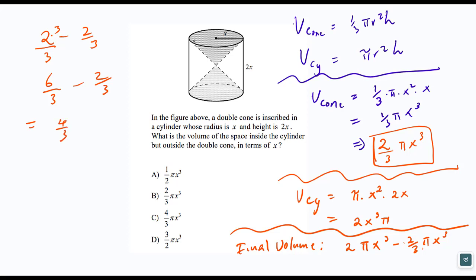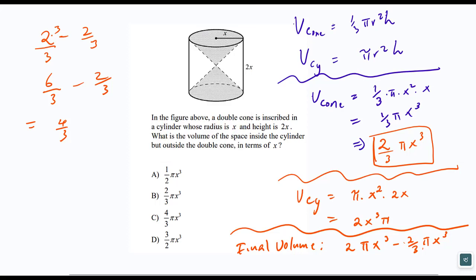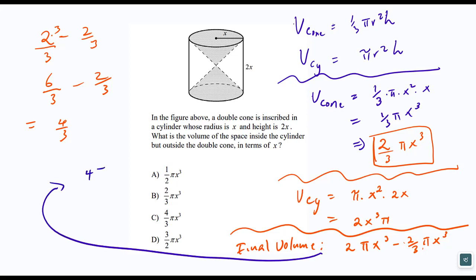So my final answer, let me just finalize this, is simply going to be 4 pi x cubed all divided by 3, and that completes my problem.